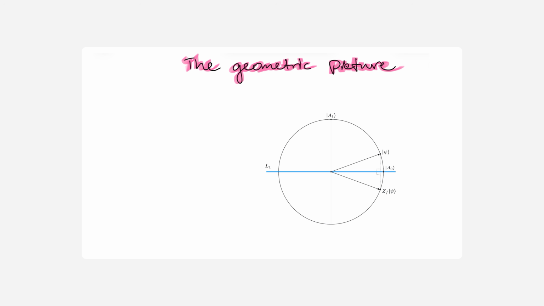One picture I find extremely helpful for understanding the algorithm more intuitively is the geometric picture. For this, we need 2 pieces of information. First, note that we can decompose the initial superposition state psi into 2 components. The correct state, the one we're searching for, we'll call A1, and every other state lumped together we'll call A0.